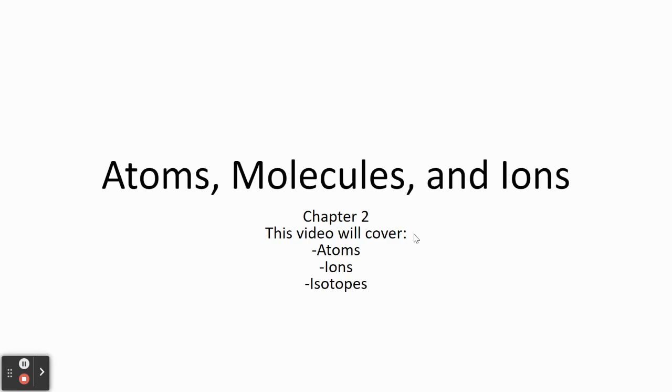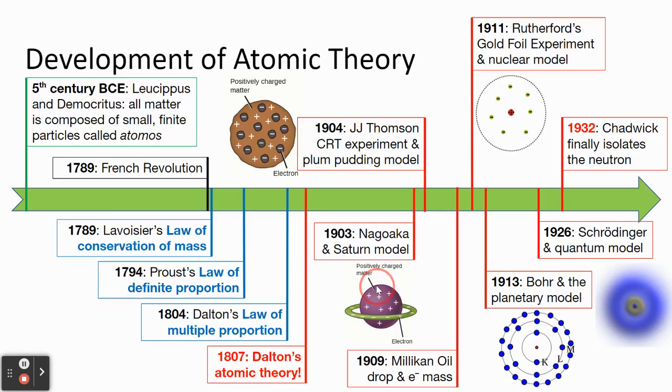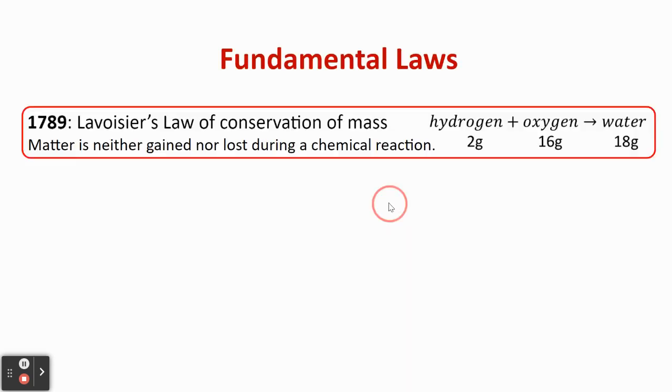Hello. This video will cover atoms, ions, and isotopes. So the development of the atomic theory has been going on for over 7,000 years. But not a lot happened for the first 6,800 or so years. It's only been over the last 235 years that there have been major developments in the atomic theory. We're going to focus on just a couple of those fundamental laws.